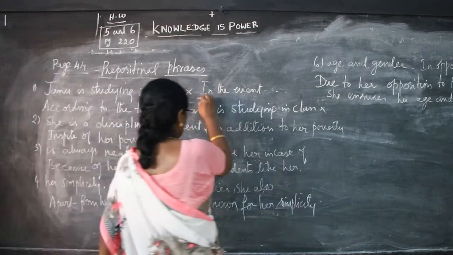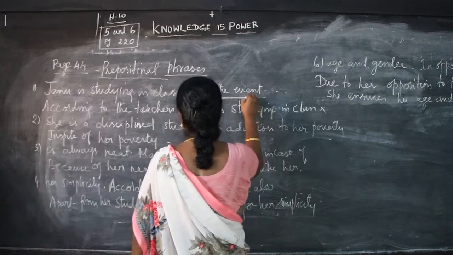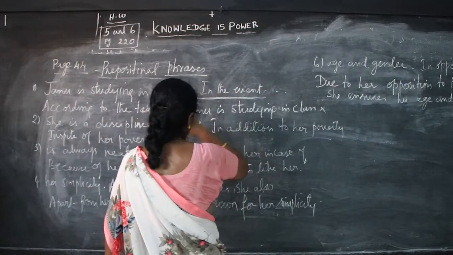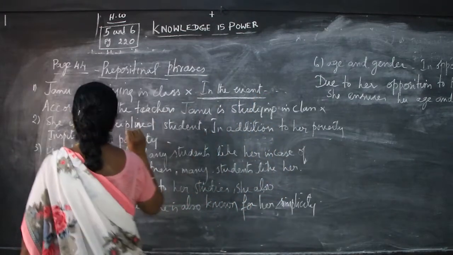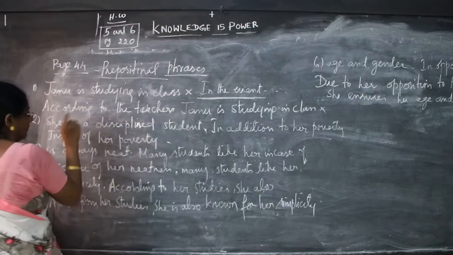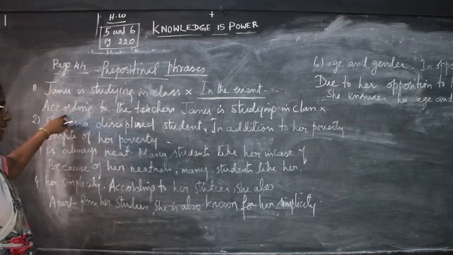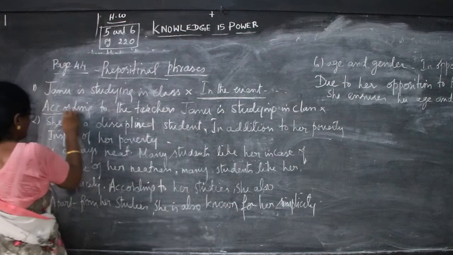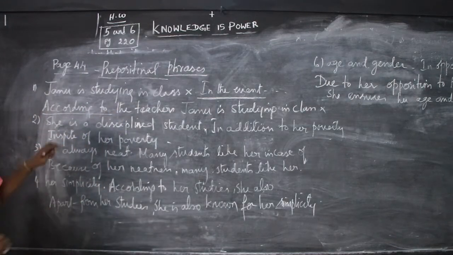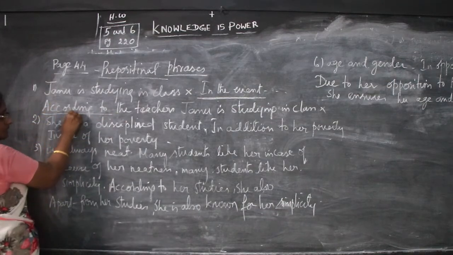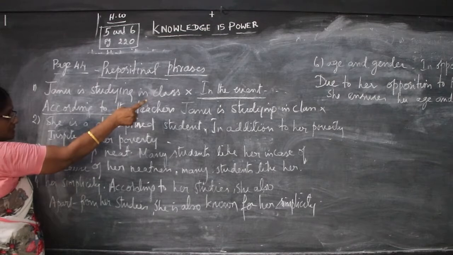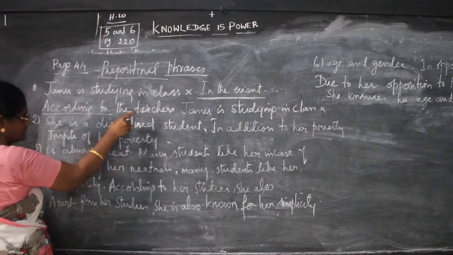Now, "in the event of" is the prepositional phrase he has given in the wrong sentence. Now we have to replace the "in the event of" in the sentence by taking the words "according to". This is the right prepositional phrase. You are going to understand "in the event of" will not come for this sentence: "according to the teachers". So this is the prepositional phrase, replacing "in the event of" with "according to the teachers".